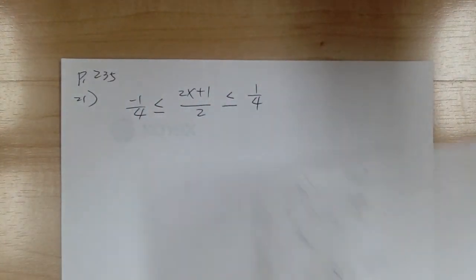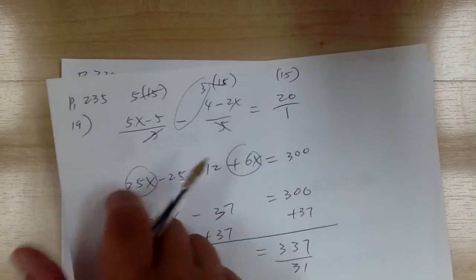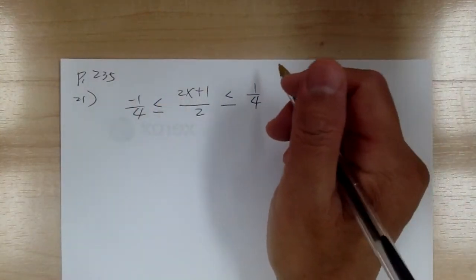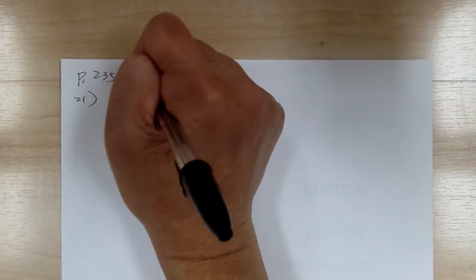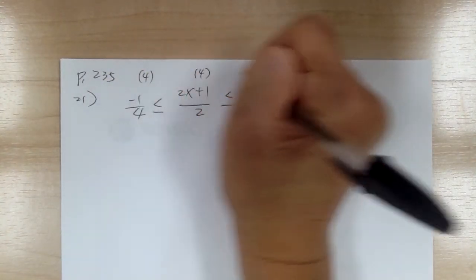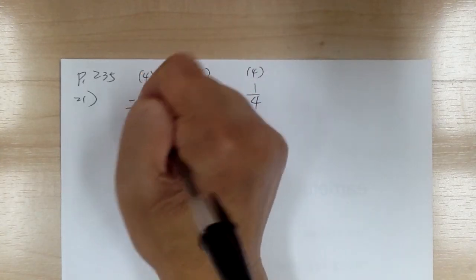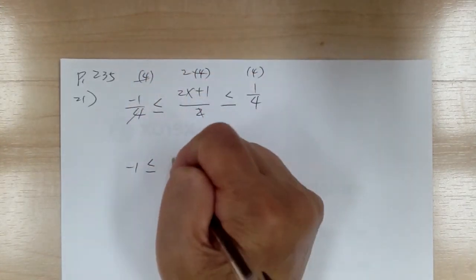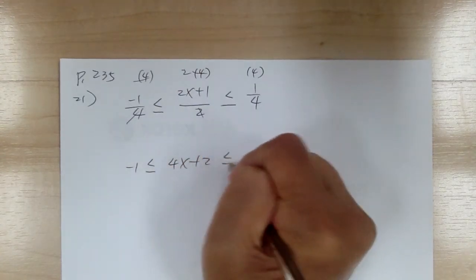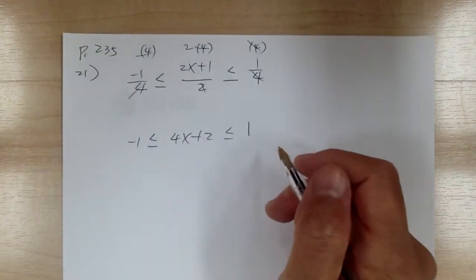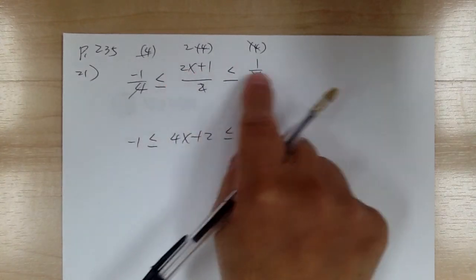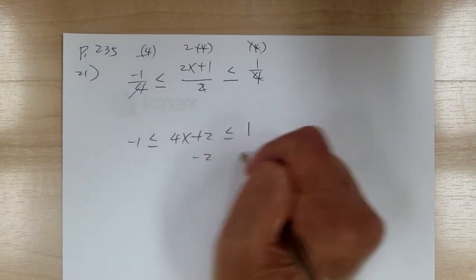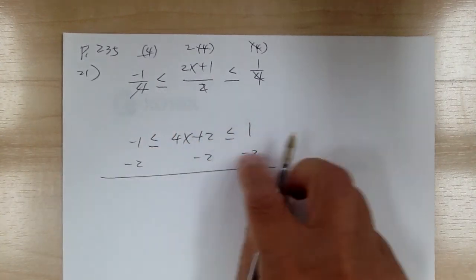The difference is over here you got two sides, two parts, but over here you got three parts. But it's the same thing. So multiply by the common denominator, so multiply by 4. So this cancels out. So you got negative 1 is less than or equal to 4x plus 2, and this cancels out 1. Instead of two parts, you got three parts. So now you have to get rid of that. You have to minus 2 on all three parts. Again, there are three parts now.